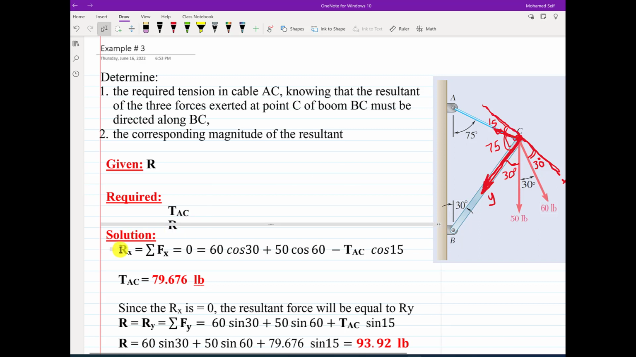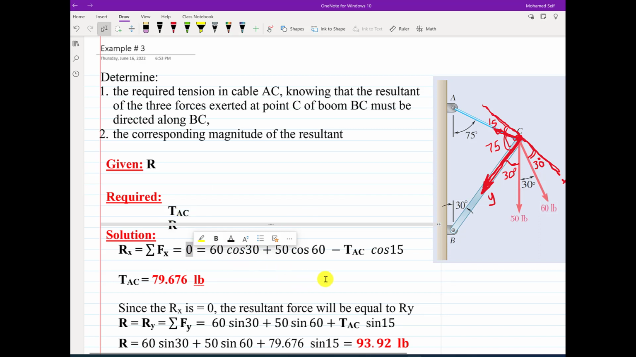So I'm going to say Rx. The resultant force in the Y direction is the complete resultant force. The resultant force in the X direction, which is the summation of all the X components, is going to be equal to 0. This is the condition I'm using now. All three forces have an X component.